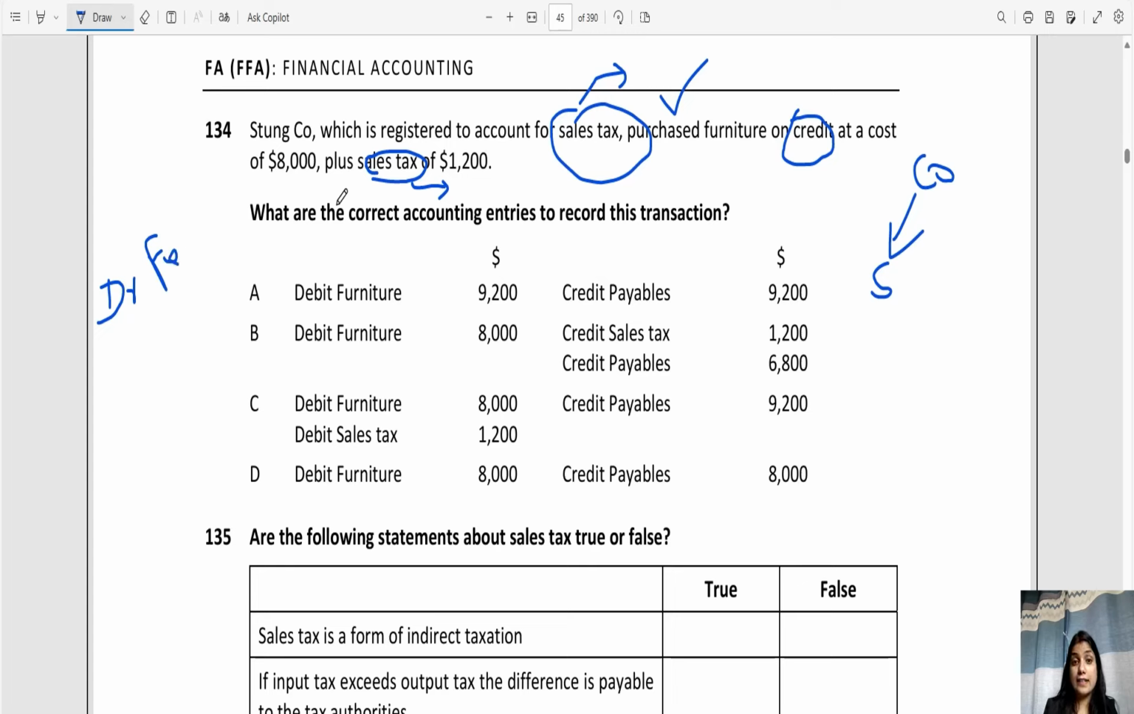And as I said, sales tax, forget about the sales tax for now. They purchased this furniture on credit, meaning they haven't paid cash, or they haven't credited their bank, right? So it means that it needs to be paid. It's a liability. Being a liability means it should be posted on the credit side. So the credit will be payables.